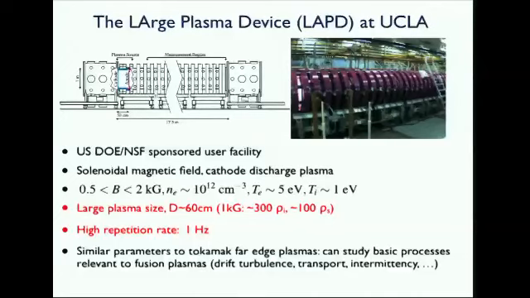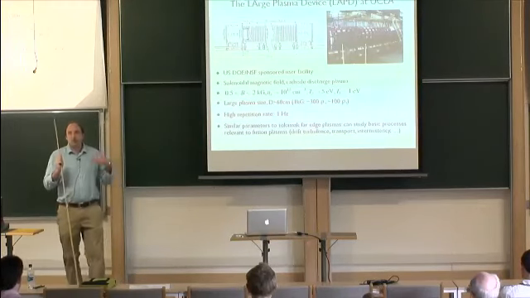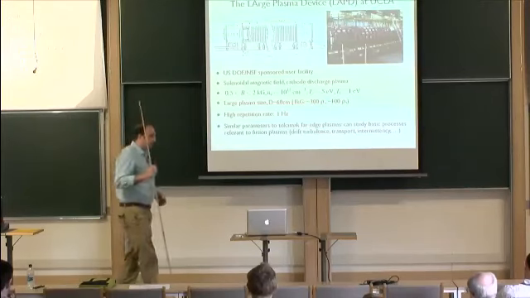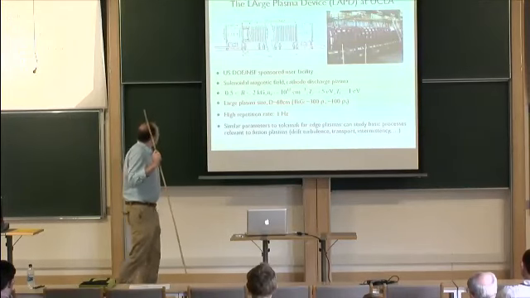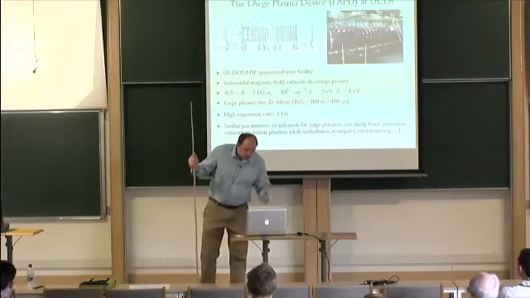The nice thing about it for transport is that it is very big. Rho star in LAPD is 1/150, or perhaps 1/300 at high field. It helps to be cold, of course, that's why that happens. But it is big from a turbulence and transport point of view. Also, a lot of the data I show you is built up statistically. It has a 1 Hertz rep rate, so we can gather lots of data on turbulence and transport. And it has similar parameters to tokamak far edge plasma, the scrape-off layer.